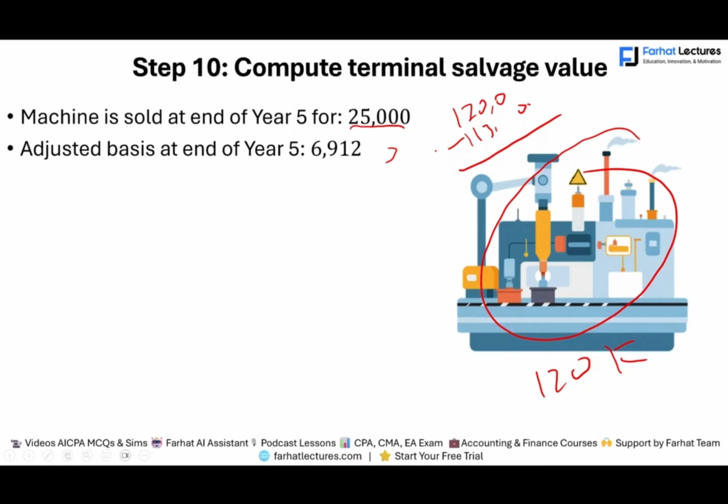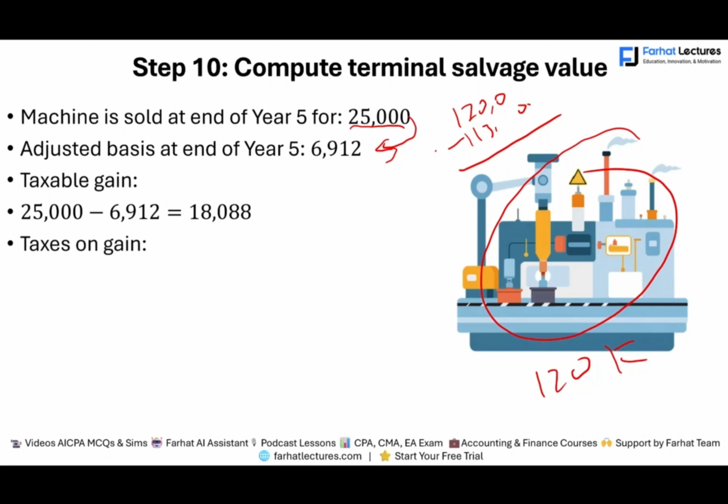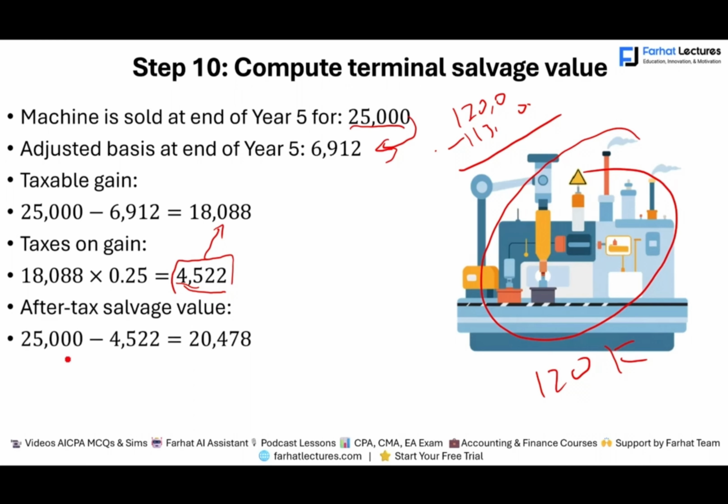So the adjusted basis is $6,912. We're selling the asset for more than the adjusted basis. We are going to have a gain of $18,088. Now the gain will have to be taxed. It means we have to pay 25% taxes. So we have to pay $4,512 on this gain. So what's left is $25,000, what we received, minus the taxes. What's left from the net proceeds after taxes are paid for this machine is $20,478. And this will be part of our positive cash flow.